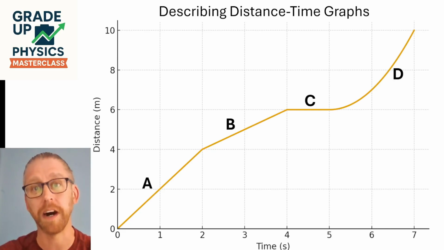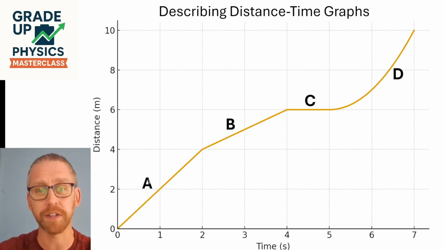The first one is, are the lines straight or are they curved? Now, if we've got straight lines, that means speed is staying the same. If we've got curves, that means speed is changing. The second thing that we look for is the gradient. How steep is that line? Because the steeper the line, the bigger the gradient, the faster that object is moving at that point.